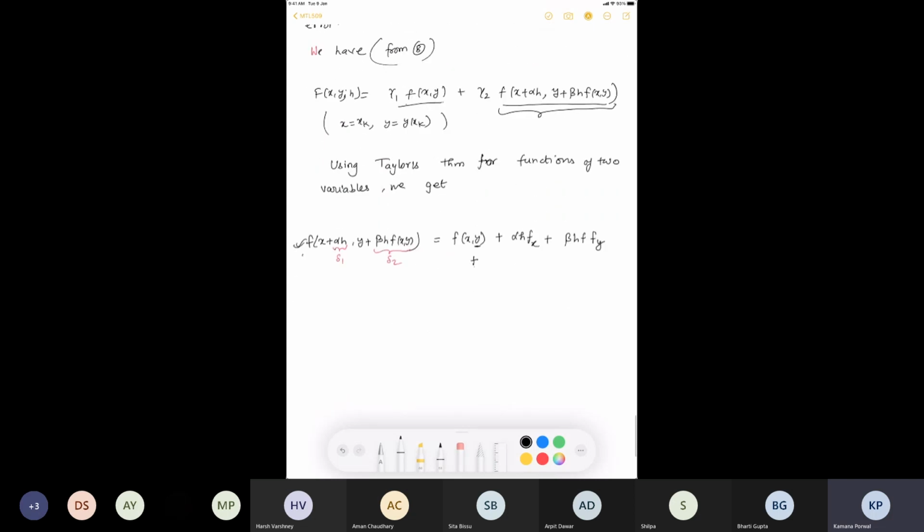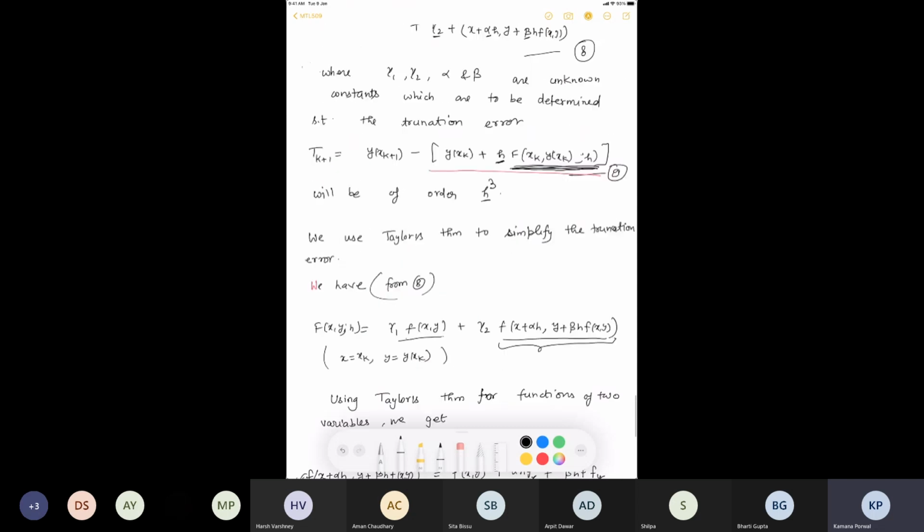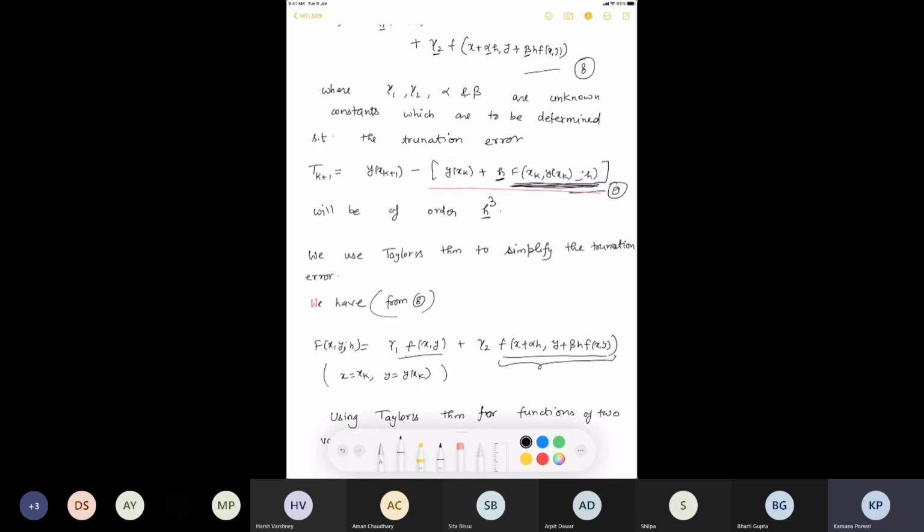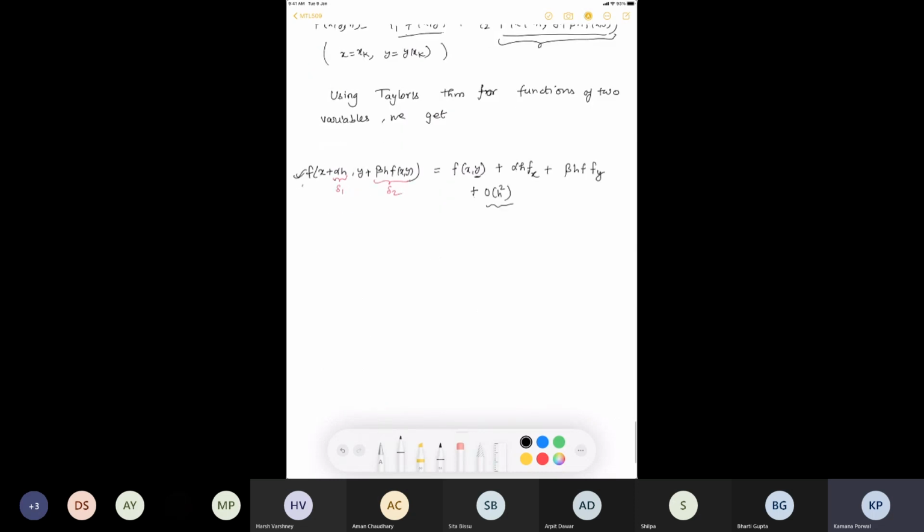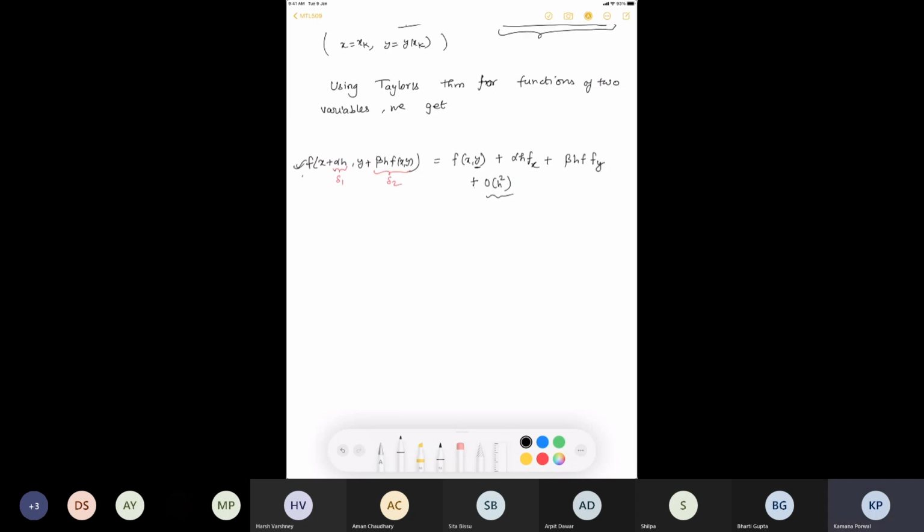I don't have to go to the next term, because the truncation error in the next term is going to be of order h square, and h is sitting here. So when you substitute here, you will get it of order h cube. So this term will become order h cube. Okay, so I can just keep it at this point. I can stop at this point itself because this is what I desired. So then we have the expansion of this term.